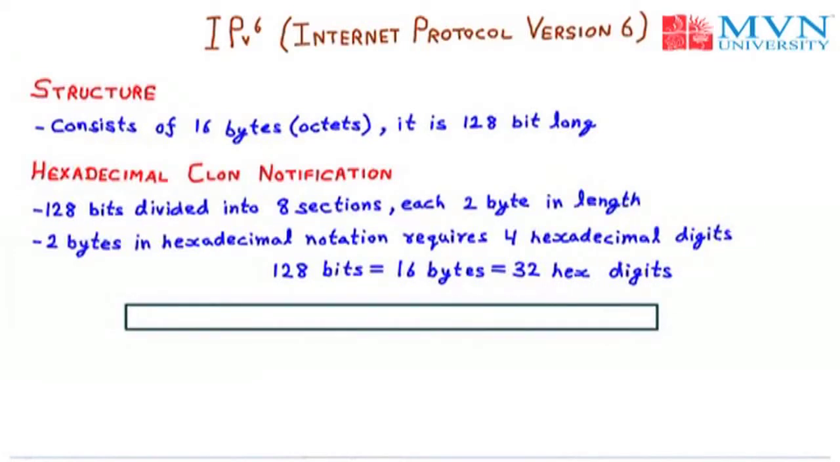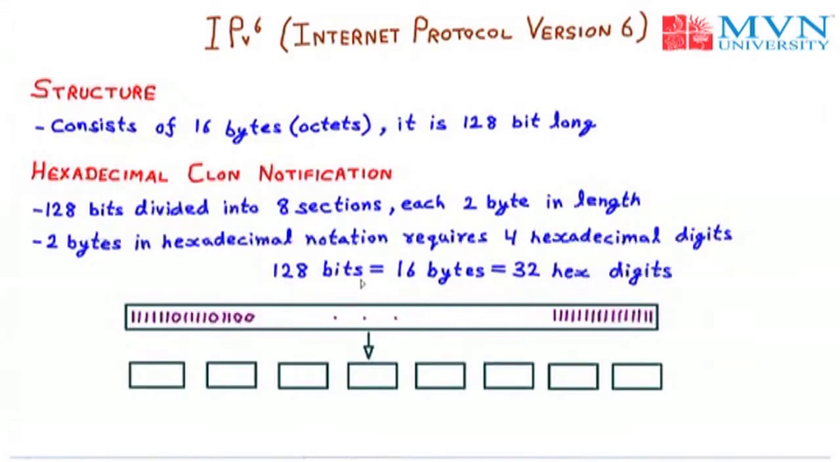Suppose we have the 8 blocks of the IPv6 address, each of 2 bytes. 2 bytes means 16 bits per block. So the first block will be of 16 bits. This is my first block, and my last block is all ones. I am not going to represent the middle bits. Now this is in binary form. Now we are going to represent this binary form in hexadecimal form.